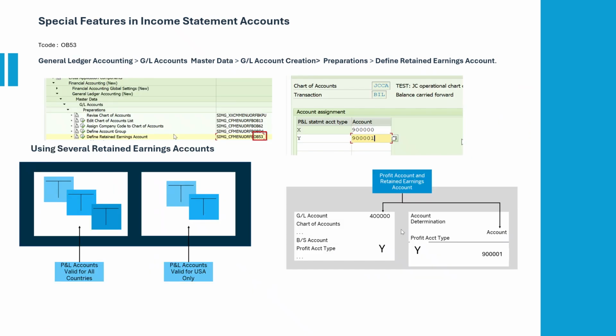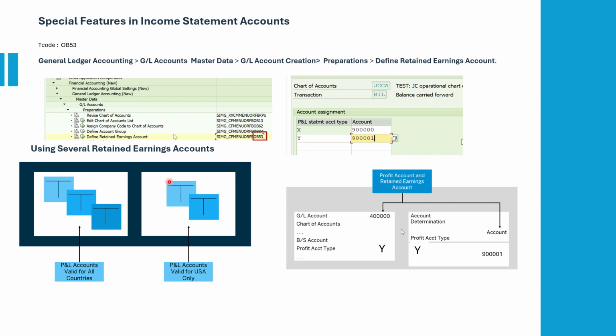But you may have several retained earnings accounts, depending on the scenario. Let's say there are a few P&L accounts which are valid for all countries, and there are some P&L accounts which are only valid for, let's say, the USA only. Let's understand it like this. In that case we can have different retained earnings accounts also.